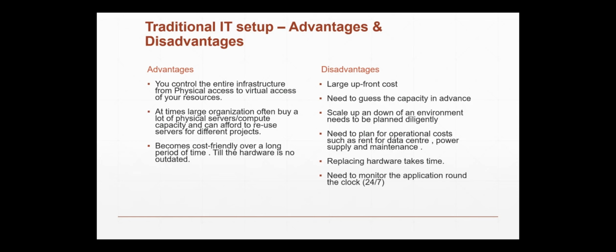Suppose you buy a really high processing computer, but the CPU utilization is barely 20-30%. So you are guessing the capacity, and at times the capacity that we guess is either too high or too low. Next, scaling up and down of an environment needs to be planned diligently. Let's go back to the example of a college which has a certain set of seats, for example, 100 for an IT course of 4 years. Now, they are planning to upgrade the number of seats and they are getting the permission. It will not be something that happens over a week or a month. It is a long drawn process that takes time.